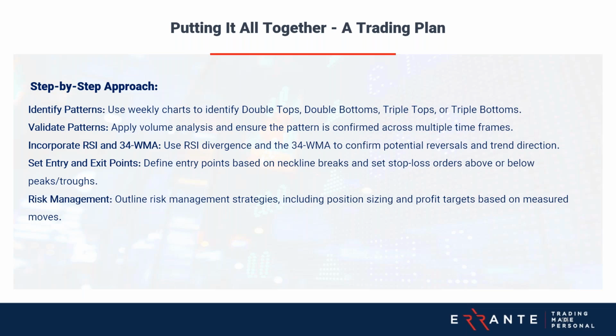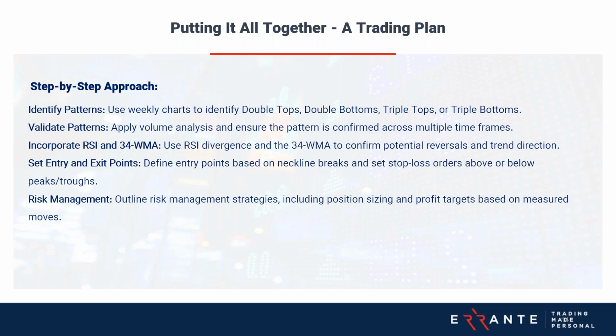Additionally, check the position of the price relative to the 34 WMA or other MAs that you prefer to use. If the pattern aligns with the overall trend direction indicated by the moving average, it strengthens the case for a potential trade. And remember, the 34 WMA can also act as dynamic support or resistance, giving you further insight into potential price movements, in the case you might have, let's say, the pullback to the broken neckline.